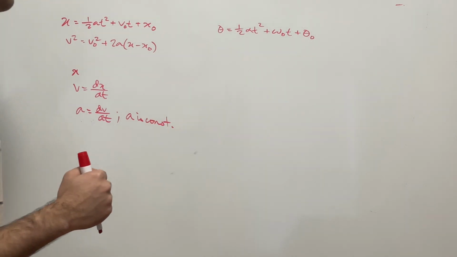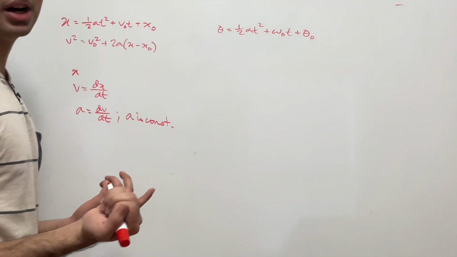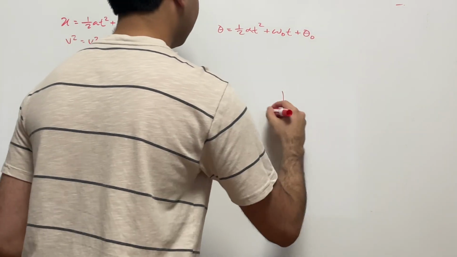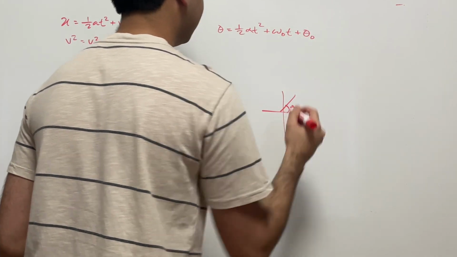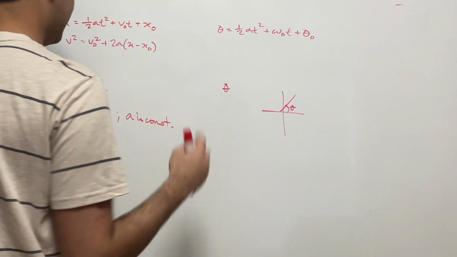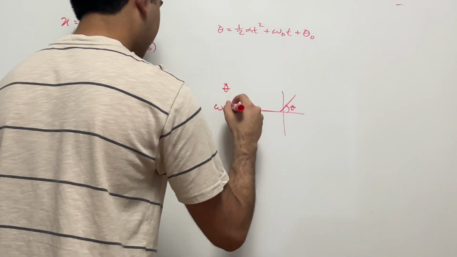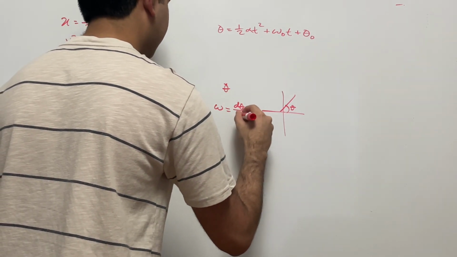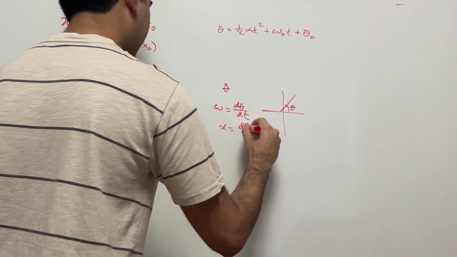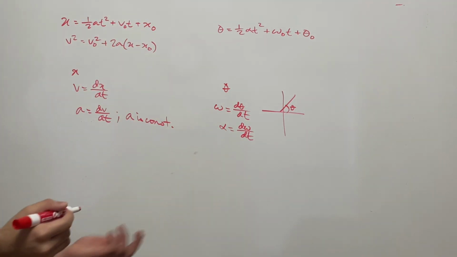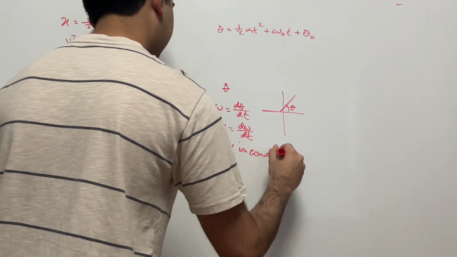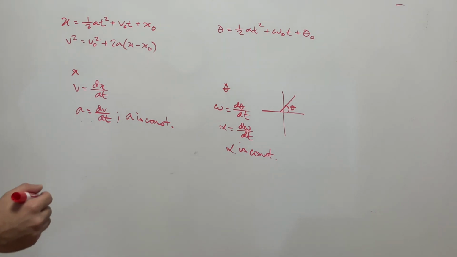So the reason why it works for angles too is that we had the same starting materials, right? We defined something called angular position, which is just the angle, right? We defined angular velocity, omega, which is just change in theta over change in time. We defined angular acceleration, which is equal to change in omega over change in time. We made the assertion that alpha, the angular acceleration, is going to be constant, right? So exact same starting materials, just with different names.